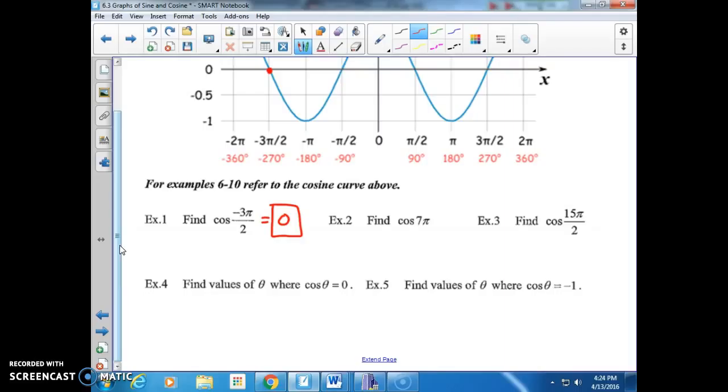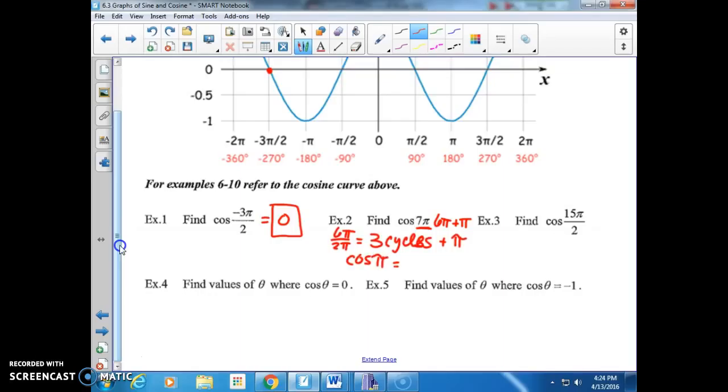So example 2, find the cosine of 7 pi. Again, I want to figure out how many cycles that is. If I look at 7 pi, I think 6 pi plus pi. 6 pi is divisible by 2 pi, so that tells me how many cycles it is. I always try to get an even number. So there are 3 cycles in this, and then plus pi. So I'm actually trying to find the cosine of pi.